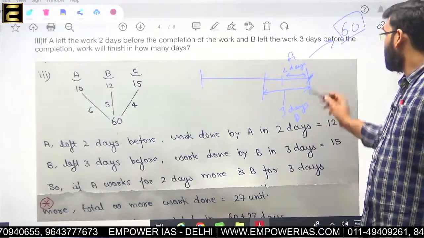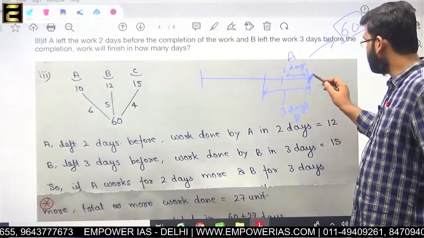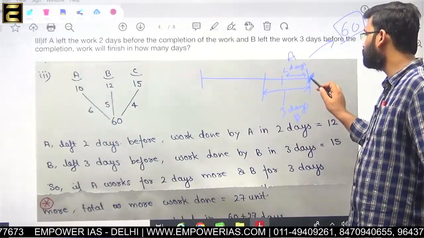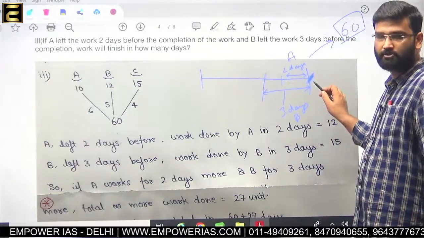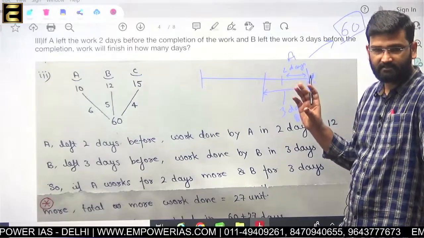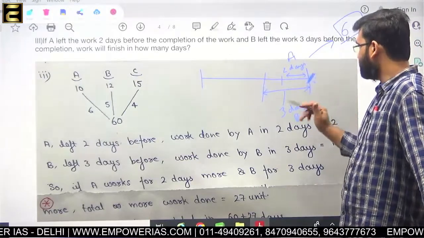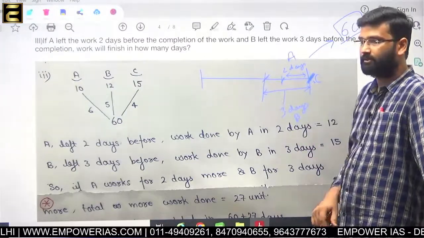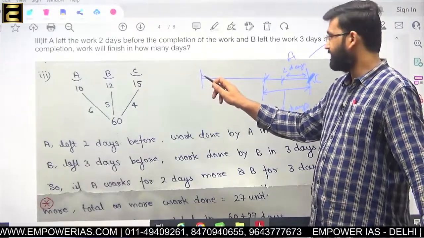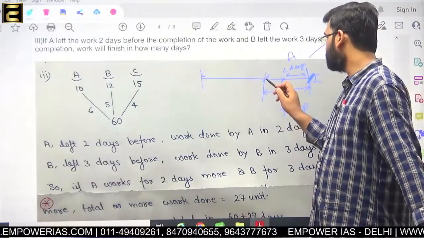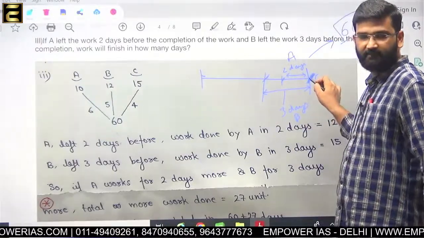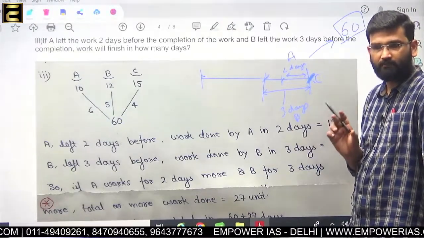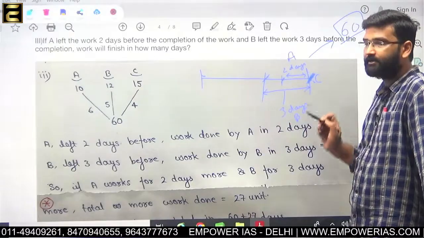But since A left the work 2 days before the work got completed, if we ask A to work for the remaining 2 days also, then the work will increase. Up to this level, with C working up to here, A working up to here and B working up to here only, all starting from the initial point, the work gets completed in, suppose, any number of days. But the total amount of work completed in this condition is 60 units.